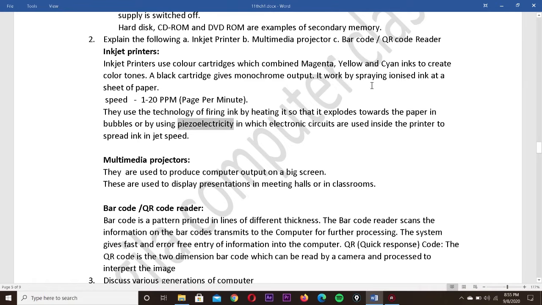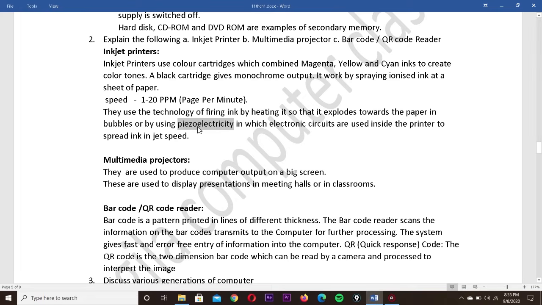So already it is saying spraying the ionized ink. How does the ink get ionized? They heat it. When it is heated, it explodes, and it forms as bubbles on the paper. Okay, so we are getting the smallest dot on the paper. So we are able to get the information, that is images printed on the paper.